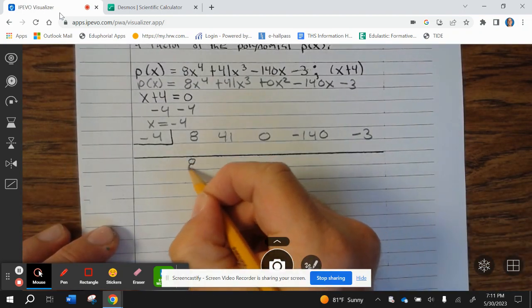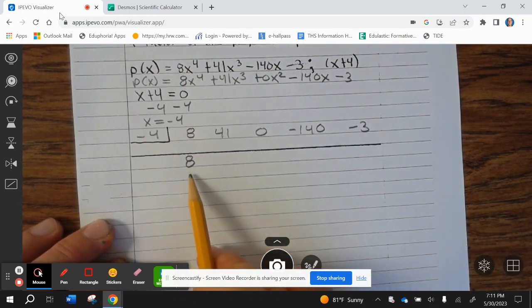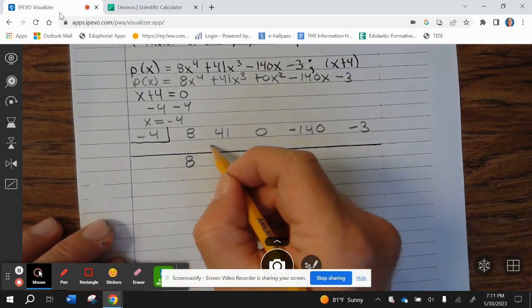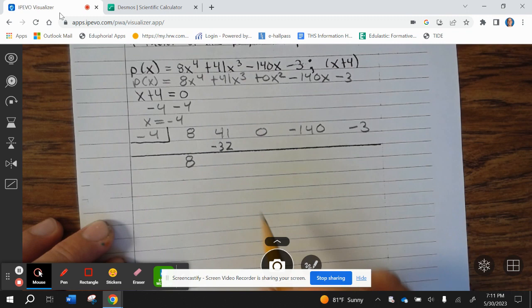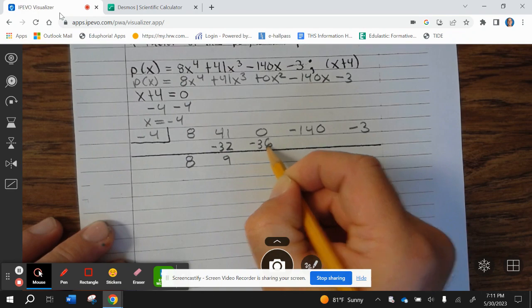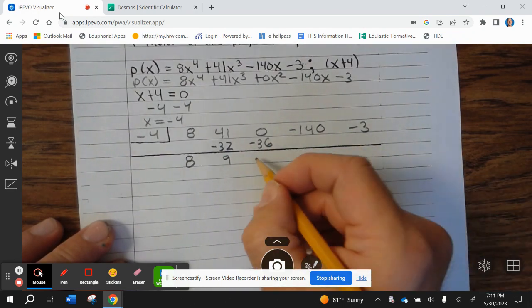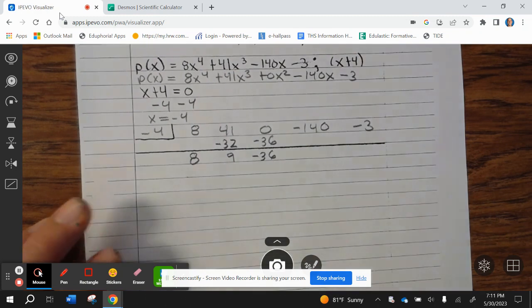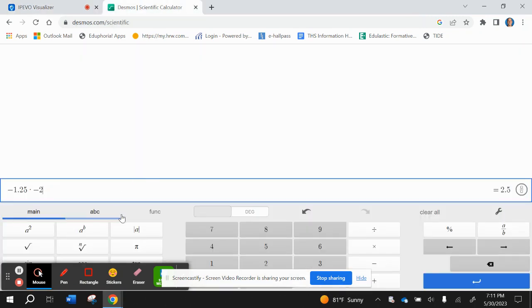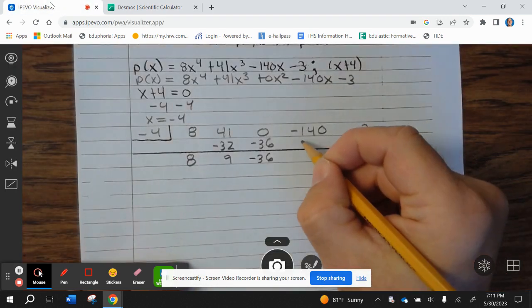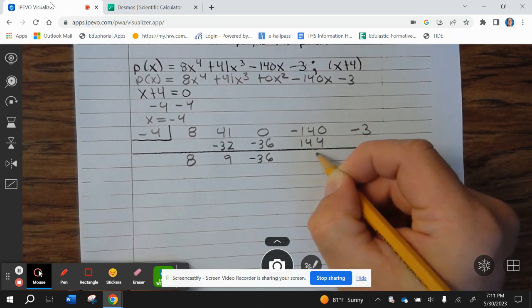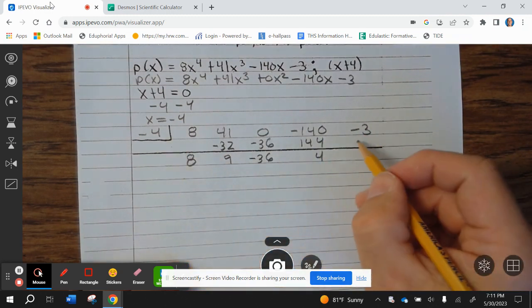So we bring down the 8. Negative 4 times 8 is negative 32. 41 minus 32 is 9. Negative 4 times 9 is negative 36. That combines to be negative 36. Numbers are getting a little big, so I'm going to use a calculator. Negative 36 times negative 4 is 144. Negative 140 and 144 combine to be 4. Negative 4 and 4 is negative 16.